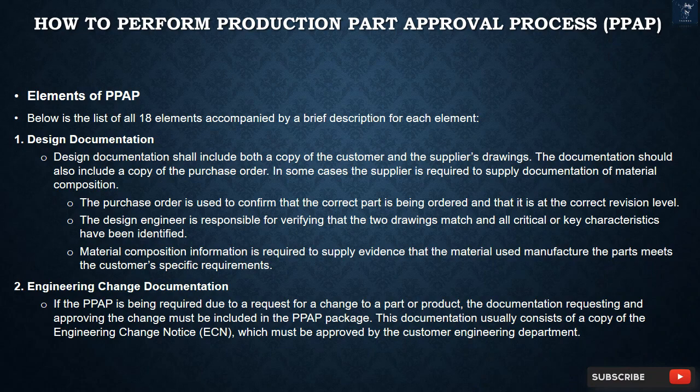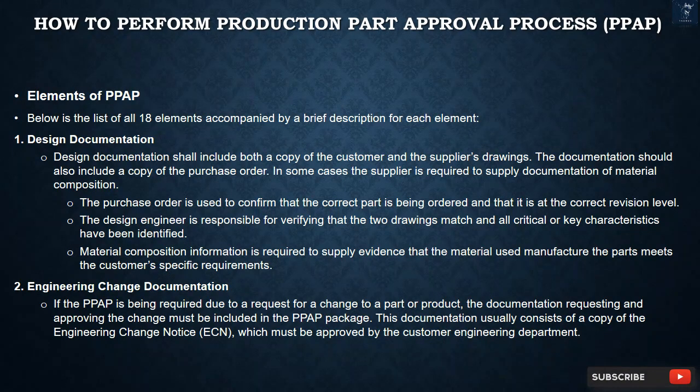Elements of PPAP. Below is the list of all 18 elements accompanied by a brief description for each element. Design documentation. Design documentation shall include both a copy of the customer and the supplier's drawings. The documentation should also include a copy of the purchase order. In some cases, the supplier is required to supply documentation of material composition.